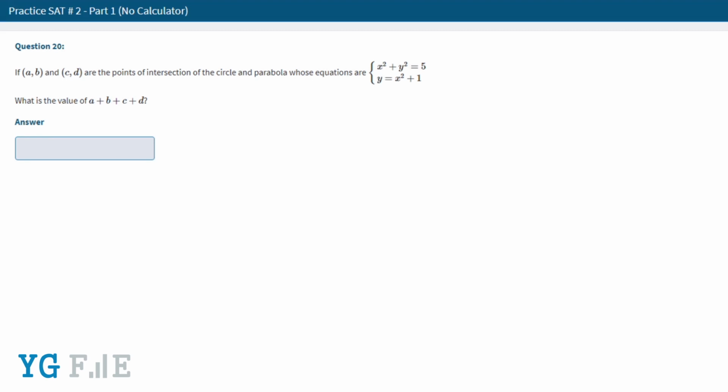So to solve this problem, we use another approach, and we can see here that in both equations we have an expression of x squared. So instead of substituting the value of y, we will substitute the value of x squared. The second equation can be rewritten as x squared equals y minus 1. And we will substitute this value into the first one. Then the first equation will become y minus 1 plus y squared equals 5.